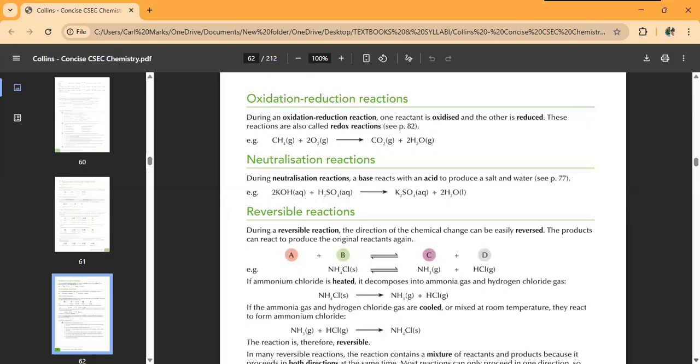All right. So neutralization reactions. So simple ones, acid and a base or alkali as we know them react to form salt and water. So once you see the products of a salt and water only, it's most likely you have a neutralization reaction occurring.